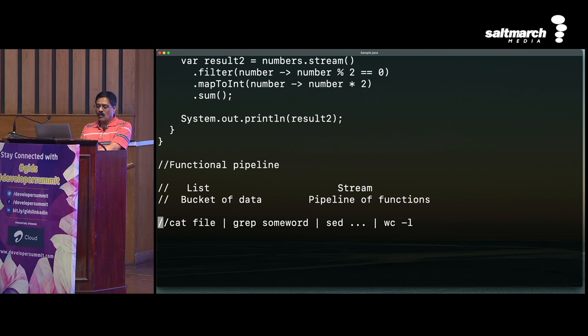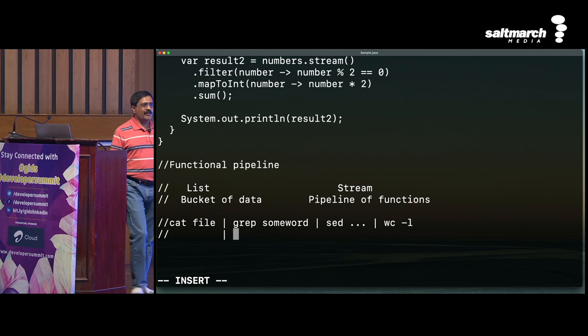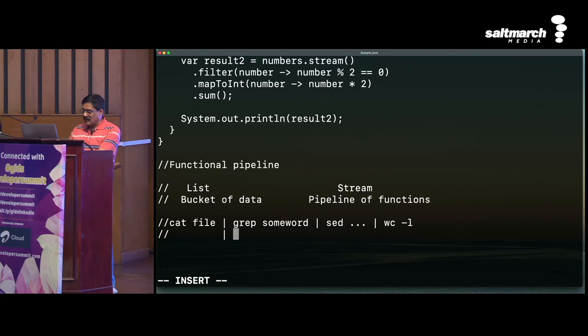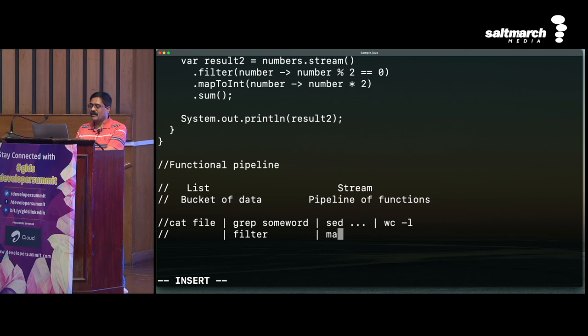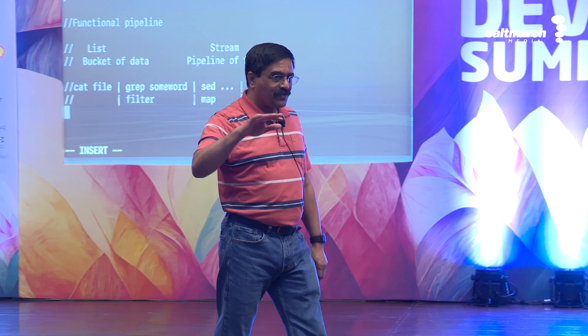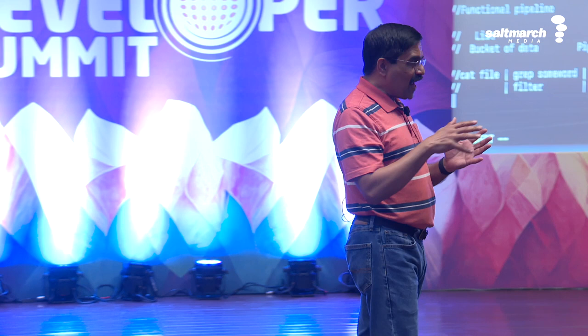Now, I want to ask you this question. When you look at this, give me one word for grep from the functional programming point of view. What comes to your mind? A filter, right? That's exactly what it is. Grep is a filter. What about sed or awk? What comes to mind? Bingo, map. And what about wc? Reduce, awesome, reduce. You see how that maps to what we do, right? So the Unix pipeline is a functional pipeline. And each of these functions transform data. They don't mutate data, right? They just transform data.